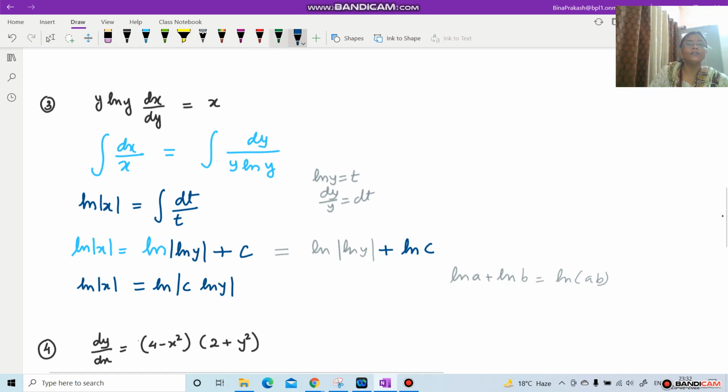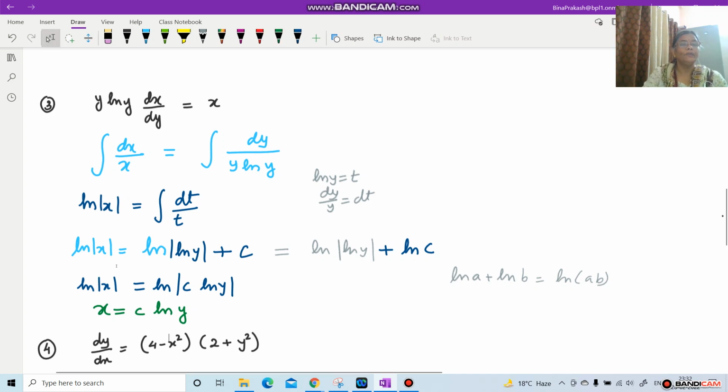So using this property of logarithm, this gets combined as log of C log pi. So the advantage of this is we can always write this expression, and this modulus can also be avoided here. X is equal to C log pi. So this is a curve which corresponds to this differential equation.